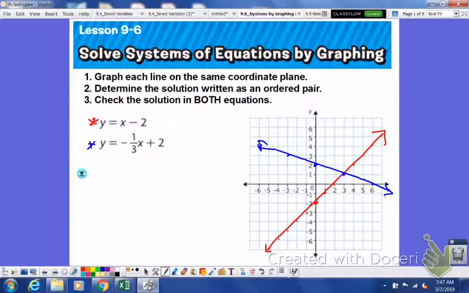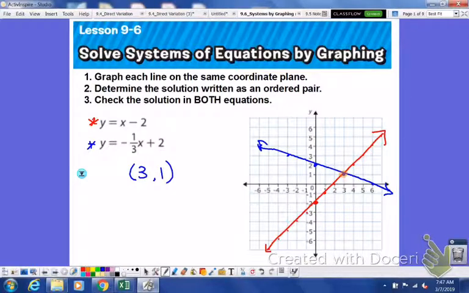Okay, so there was first step, graphing each line on the same coordinate plane. Now to find your solution. Your solution to a system when graphing is where they cross. So if I highlight that there for us, then we just count it over. Our x value is 3, y value is 1. Okay, so there's your solution.